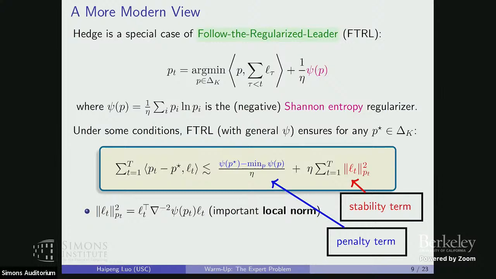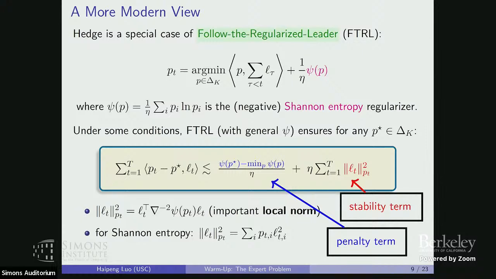I'm not going to prove this bound, but we are going to apply it multiple times in this talk. Let's verify it back in the Shannon entropy case, where this algorithm is just Hedge. The range of Shannon entropy is of course just log k. That's the log k over eta that we had before.